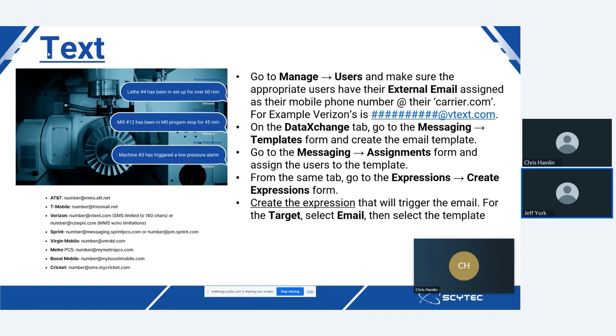You put that template inside of where you had previously put your email, and it works exactly the same way: you create the messaging template, you create the assignment and the expression for it, and when it gets triggered by whatever threshold, that notification will be sent to you in a text message like what we have here in this screenshot, where it says, lathe number 4 has been in a setup for over 60 minutes. Mill number 12 has been in an M0 program stop for 45 minutes.